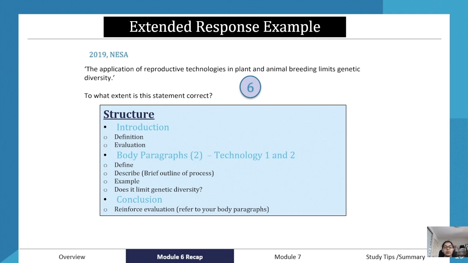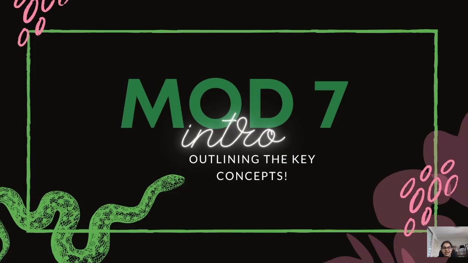And finally, we want a conclusion that ties everything together and reinforces your evaluation. So here you link back to your body paragraphs. Again, like in English, you're signposting your themes. That is kind of what you're doing here. So that is that. Let us now move on to Module 7.